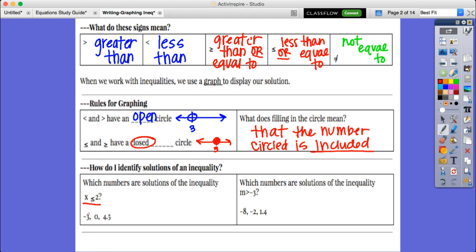Negative 3 is less than or equal to 2. 0 is less than or equal to 2. But 4.5 is not less than or equal to 2. Now let's look at the next one. Which numbers are solutions of the inequality? M is greater than negative 3. Negative 8 is not a greater number than negative 3. Negative 2 is a greater number than negative 3, and 1.4 is a greater number than negative 3.